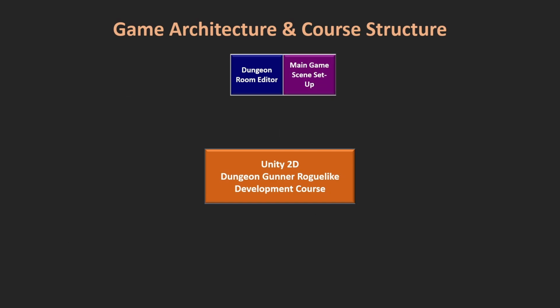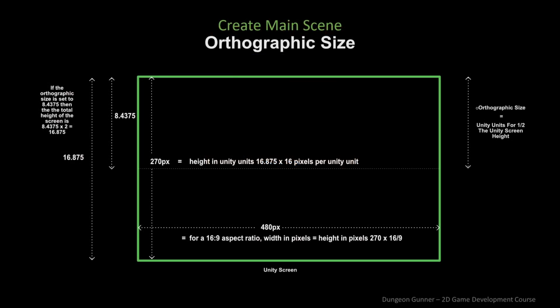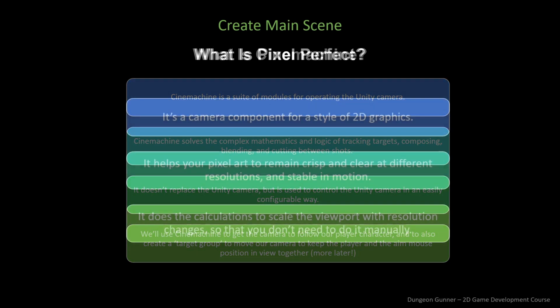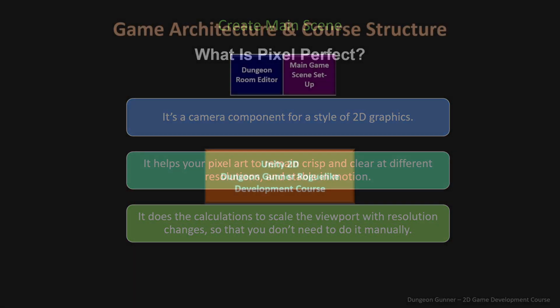In the main game scene setup section, we'll set up the main game scene, creating our main camera and configuring the Cinemachine and Pixel Perfect components.